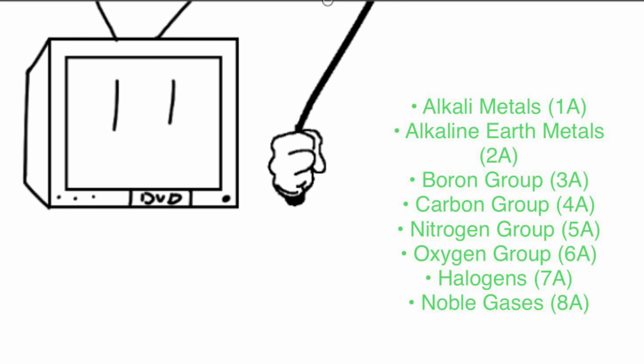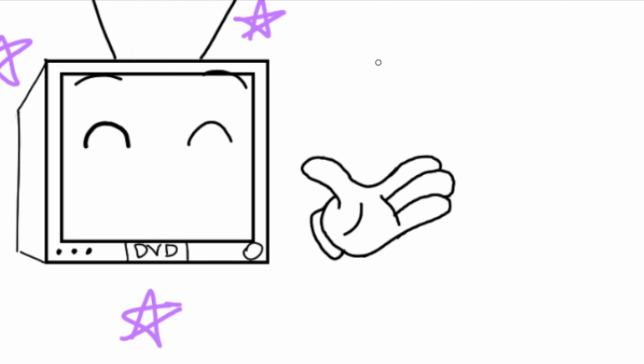The periodic table is made of 8 different types of elements: alkali metals, alkaline earth metals, boron group, the carbon group, the nitrogen group, the oxygen group, the halogens, and the noble gases. Let's start with the alkali metals.